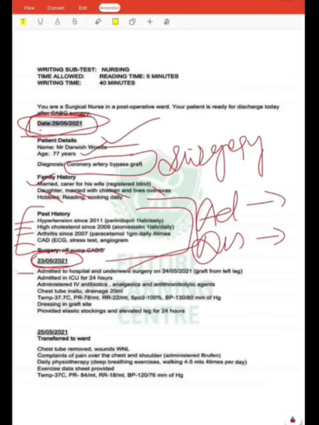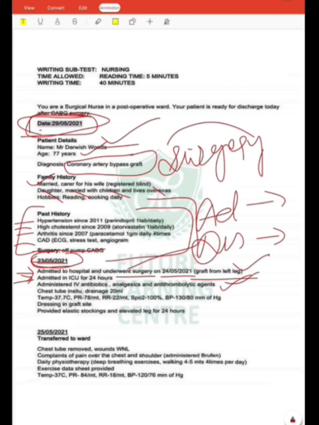So on 23 May 2021 he was admitted to hospital and underwent surgery. Yes, it is a surgery. He underwent CABG on 24. So he was admitted on 23, and the surgery was done on 24. Graft was taken from the left leg. He was admitted in ICU for 24 hours after the surgery. Whole information is important here. Administered IV antibiotics, analgesics, and antithrombotic agents.